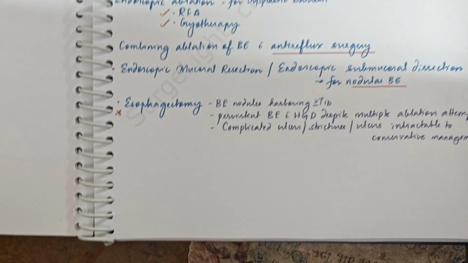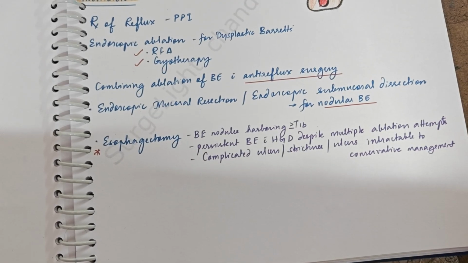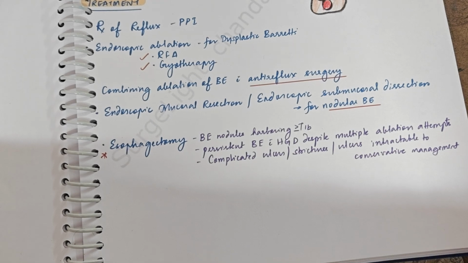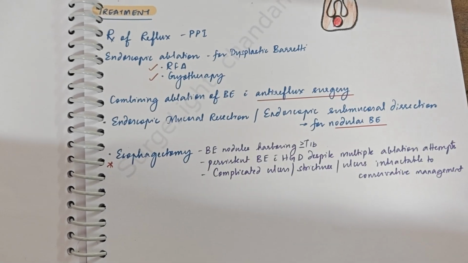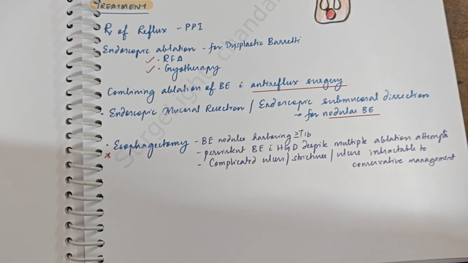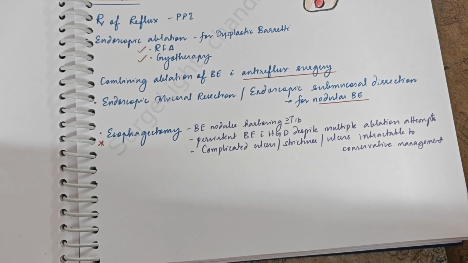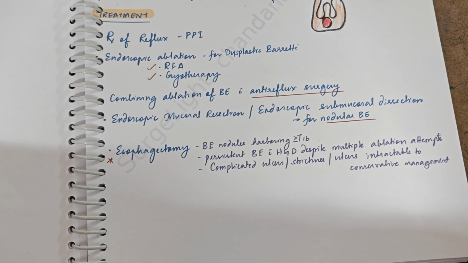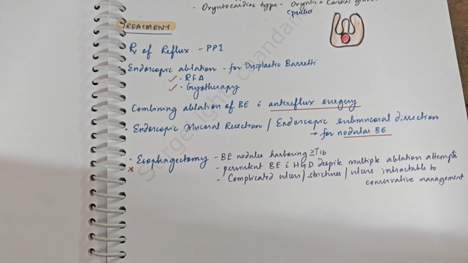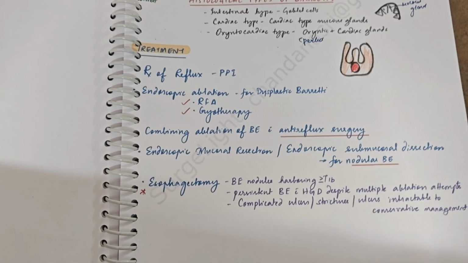In which condition are you going to do esophagectomy? If a Barrett's esophagus nodule is stage T1b, you use esophagectomy. Also for persistent Barrett's esophagus with high grade dysplasia after multiple ablation attempts, and complicated disease with ulcers and strictures not responsive to conservative management. So these are the treatments we need to understand in Barrett's esophagus.